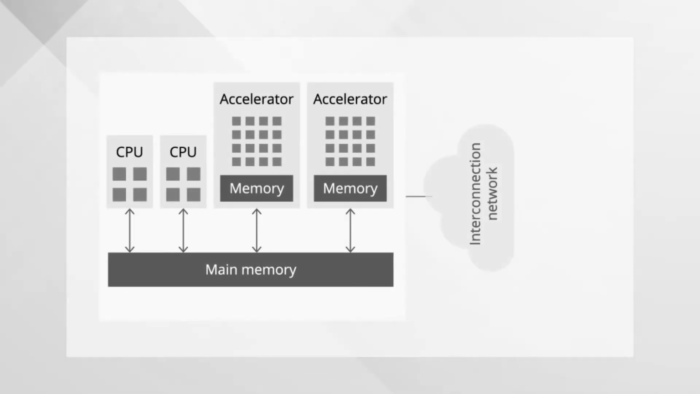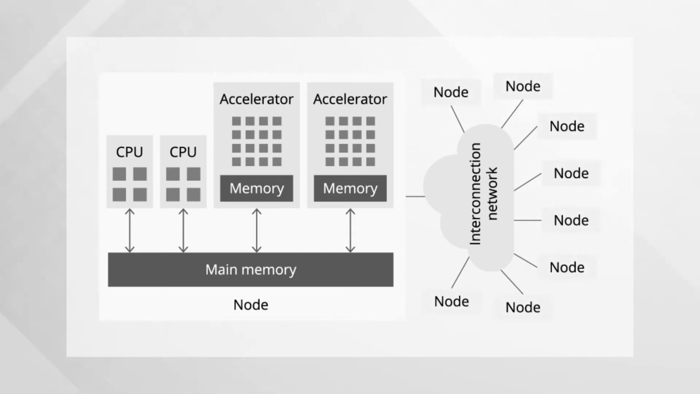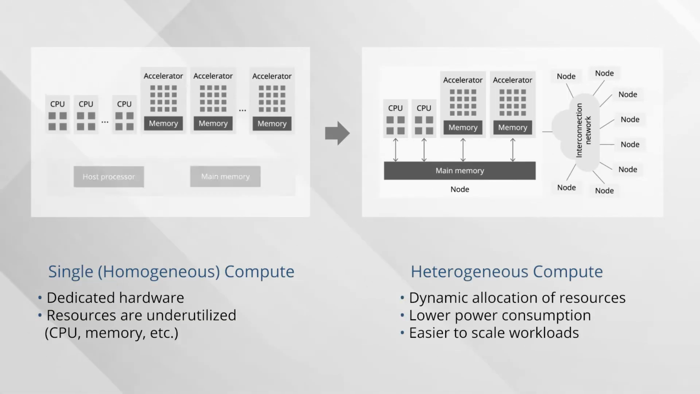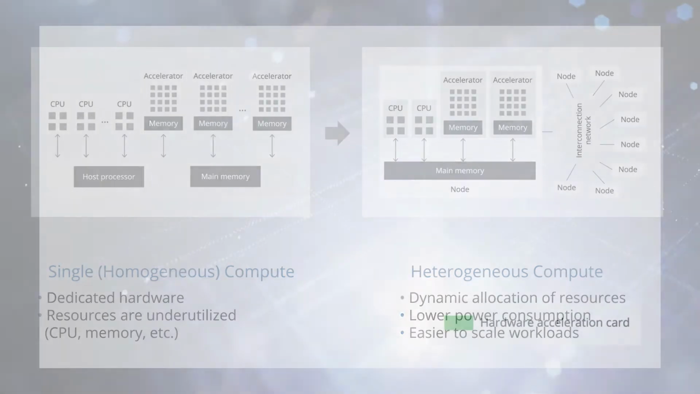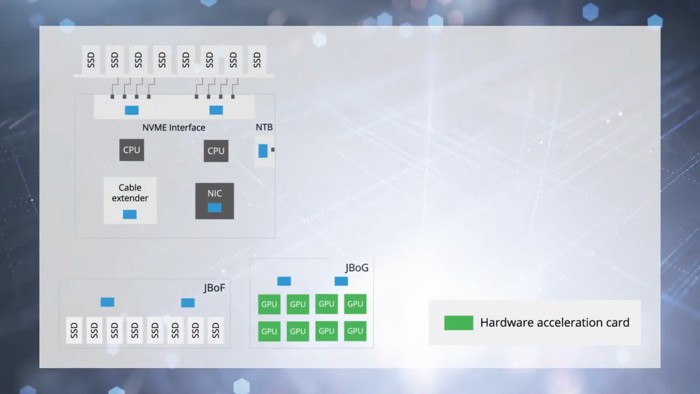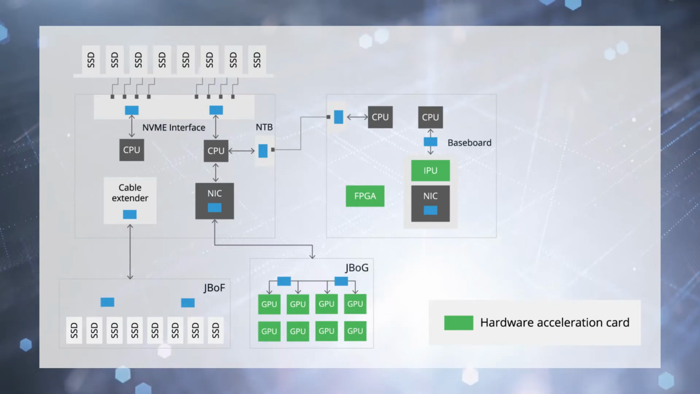The key to HC is the use of a pool of CPUs, acceleration hardware and memory resources, along with high-bandwidth interconnects. Compared to the traditional homogeneous compute, HC offers several advantages including more efficient resource allocation, lower power consumption and higher scalability of workloads. The two critical subsystems in HC are acceleration hardware and high-speed interconnects.